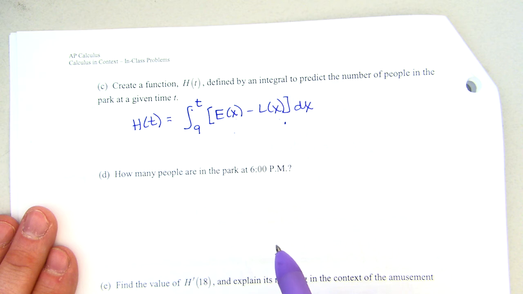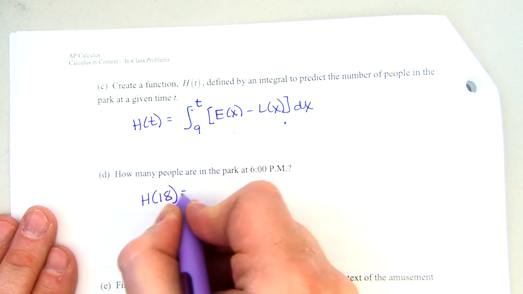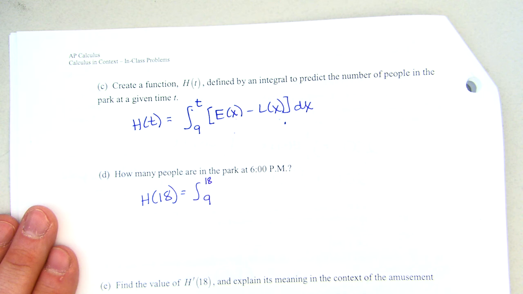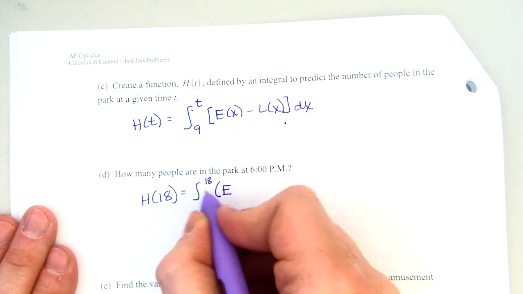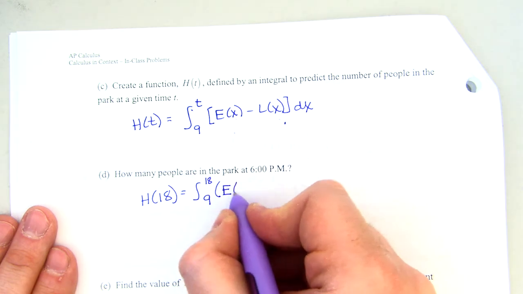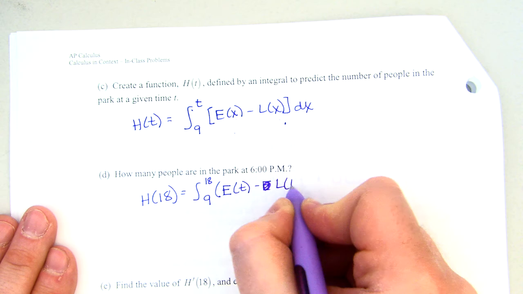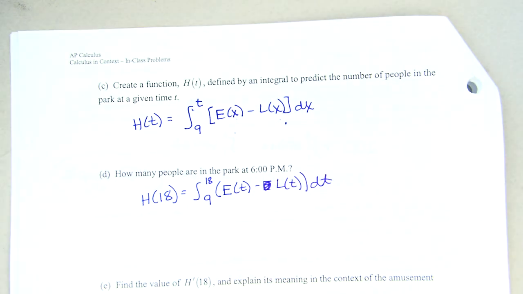6 p.m. is 18 hours, so it's like I'm trying to find h of 18. Which means I'm going to find the integral from 9 to 18 of, well, just what we had over there. And since I no longer have a t, I have a number there, I suppose I can go back to t's. You can leave it as x's. It doesn't really matter. But let's get a number. And you're going to round.